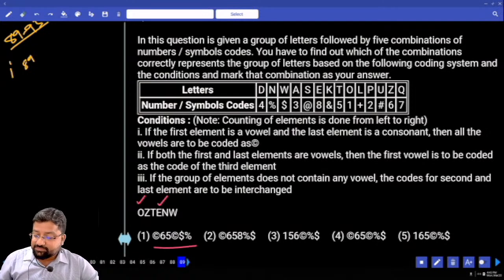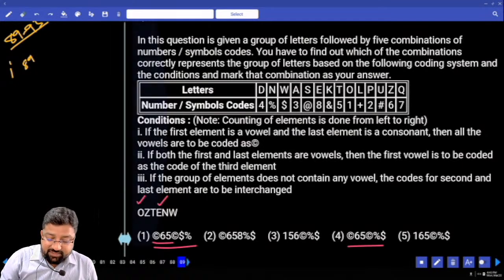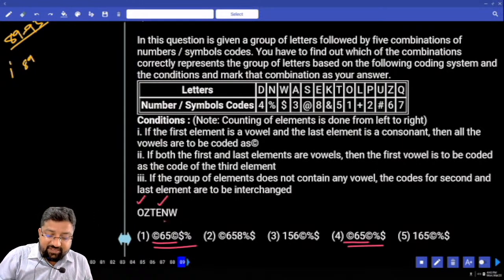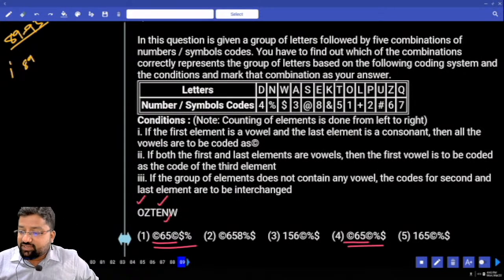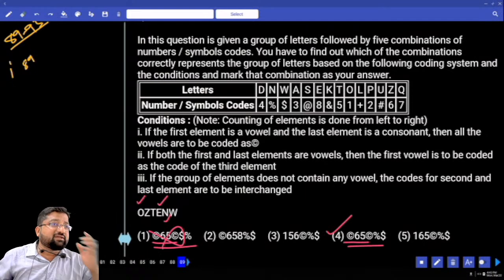Okay. Yes. How many options? 2 options. When I look at the 2 options, the first 4 elements are the same. Now I will go only with the 5th element. What is the 5th letter? N. What is the code for N over there? Percentile. So which option is my answer? 4th option. Is this clear?